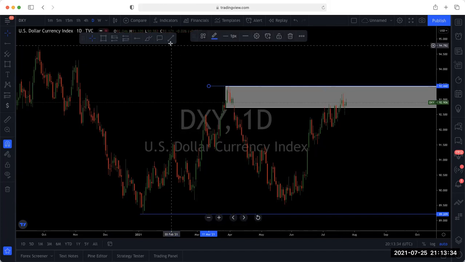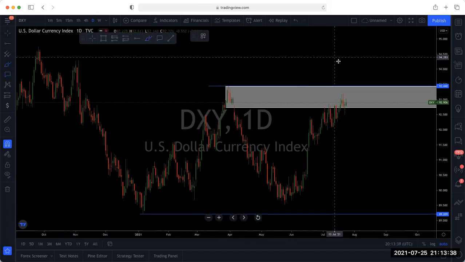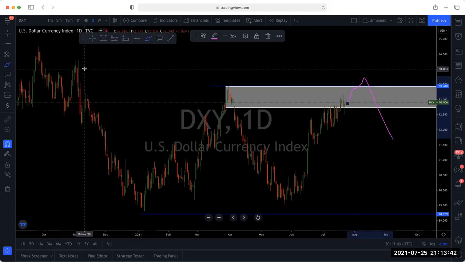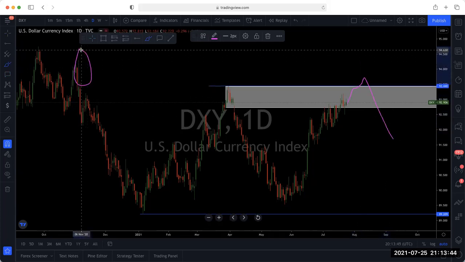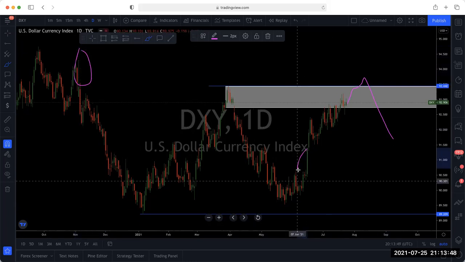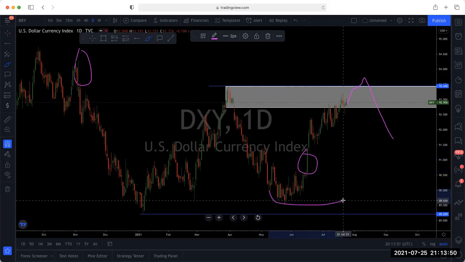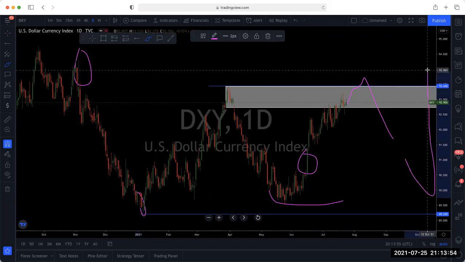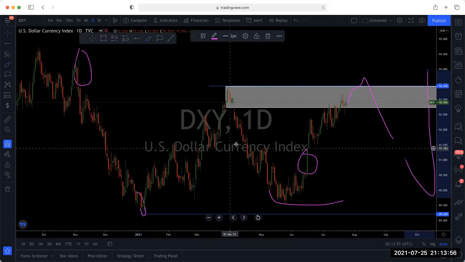So to take it out, in this manner, take it out, reject on this particular zone, then we're going to see the retracement, maybe to this particular FVG, or take out this liquidity, reject on this zone before we're going to see it go higher. So this is my expectation on dollar.